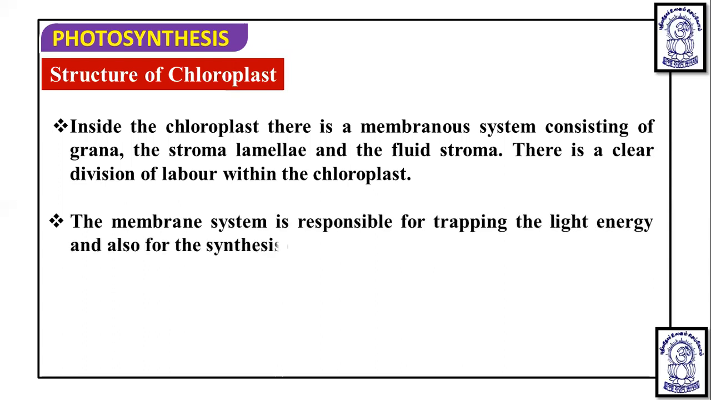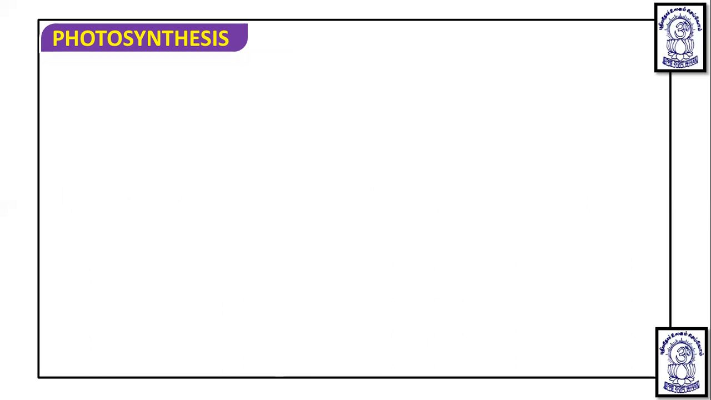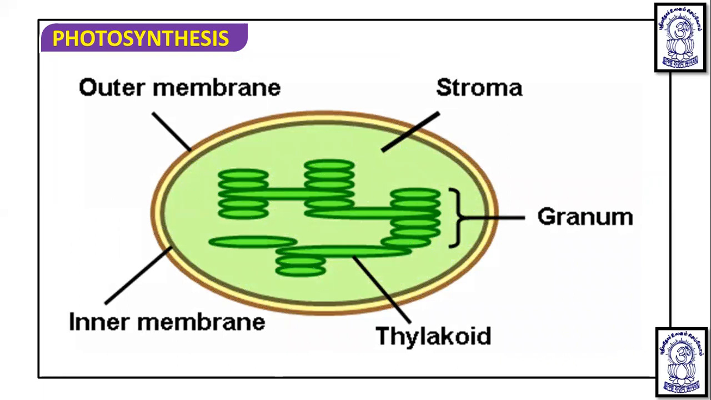Chloroplast is a membranous organelle within the plant cell. So it is membrane bound, and the membrane system is responsible for trapping the light energy and also for synthesizing ATP and NADPH2. Means for the light reaction, the membranes are important. So this is the structure of chloroplast.